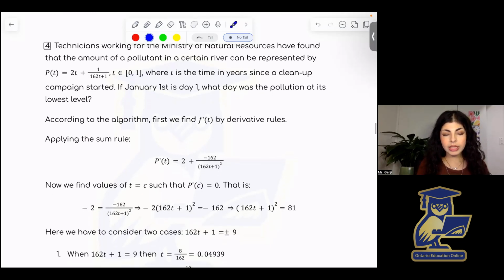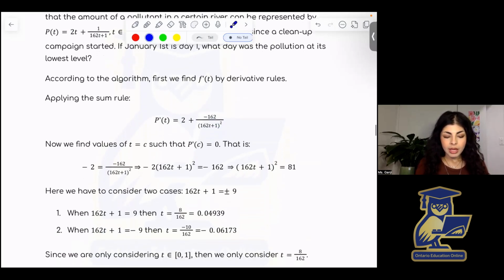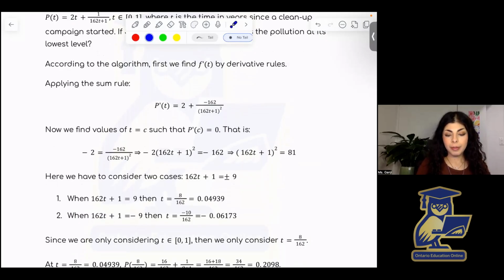And so according to the algorithm, first we want to find the derivative function. From here, we are applying the sum rule first. So this would give us 2t. And this part is the quotient rule. And so we would get -162 over (162t plus 1) squared. Now, finding the values where P prime of t is equal to 0, we are just finding this equal to -2 by rearranging.